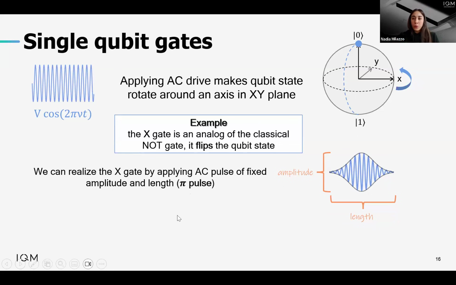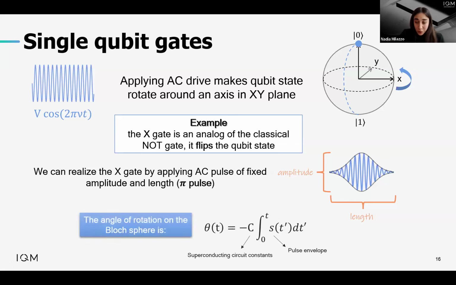then we can perform an X gate. But what we know about the X gate is actually the rotation that it makes. We know that it flips. This gives a rotation of pi around the x-axis. So we would like to connect this to the angle that it rotates on the Bloch sphere. And this is possible with this equation. So we do not care about these constants here. Those are constants relative to the specific superconducting circuits that you have fabricated, but those are fixed. Let's say we can forget about them, but what we care about is this quantity inside this integral.